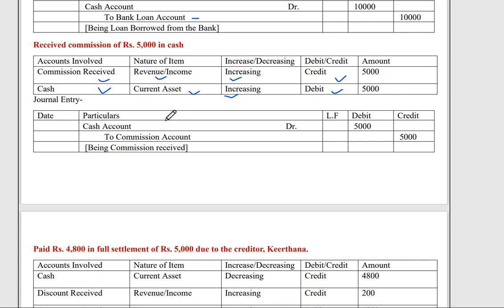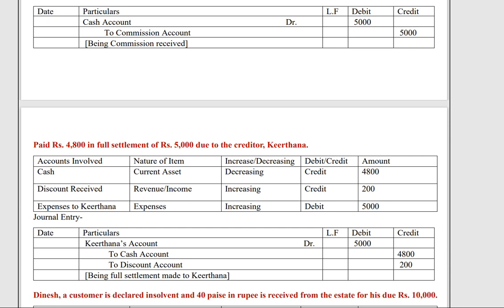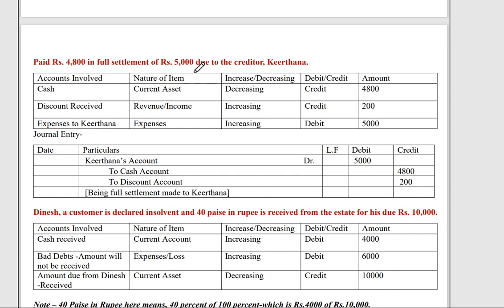So the journal entry for this is cash account debtor to commission account. Cash is debited with 5,000 rupees and commission is credited with 5,000 rupees. The narration for this is being commission received. Next, paid rupees 4,800 in full settlement of rupees 5,000 due to creditor Keerthana. Okay, assume that there is someone named Keerthana, to whom we had to pay some amount. Creditor here is Keerthana.